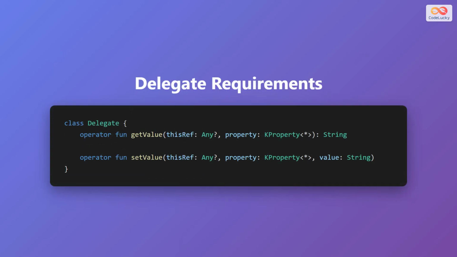To create a custom delegate, your delegate class must implement two operator functions. First, getValue, which handles reading the property. It takes two parameters: thisRef, which is a reference to the object that owns the property, and property, which contains metadata about the property itself. Second, setValue, which handles writing to the property. It takes the same two parameters plus the new value being assigned.